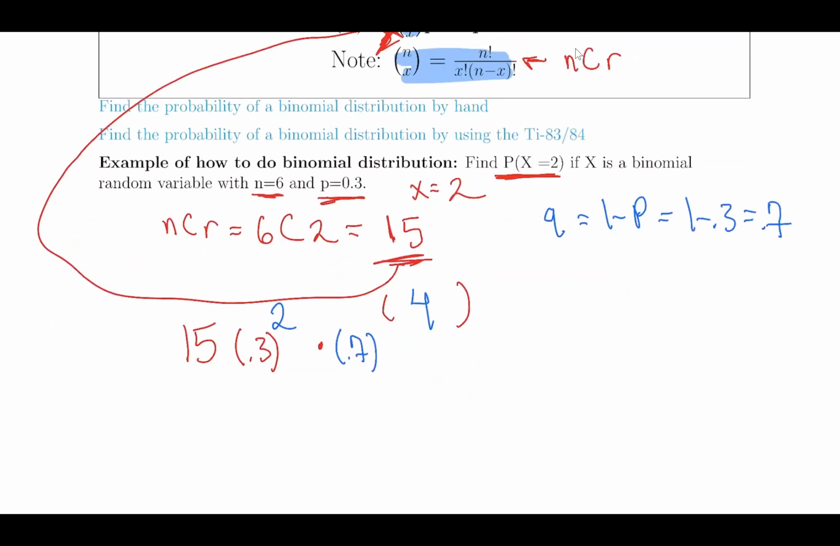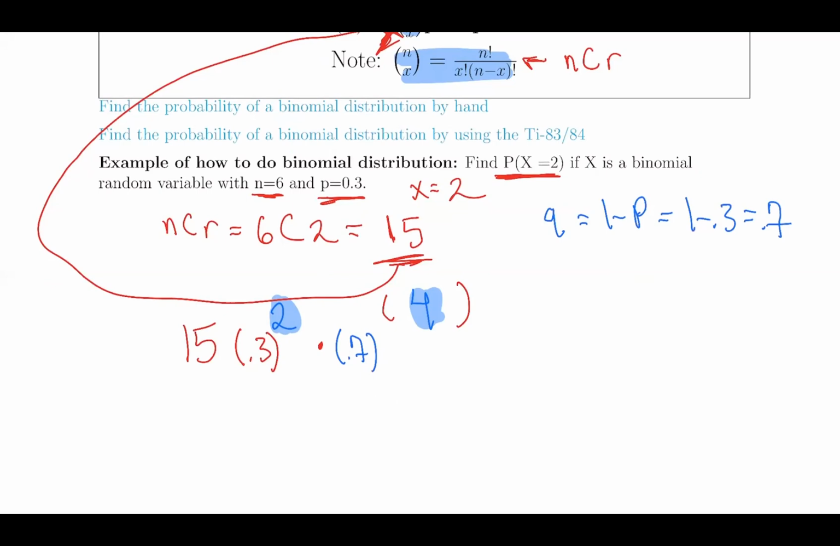Cool. All right, so if you look at the 2 and the 4, if you do 2 plus 4, you get 6. So that's how you know you're doing it right. Because those two numbers that I just highlighted, if you add them, they should always add up to whatever N is equal to. So in this case, N is equal to 6. If you do 2 plus 4, it should add up to 6.